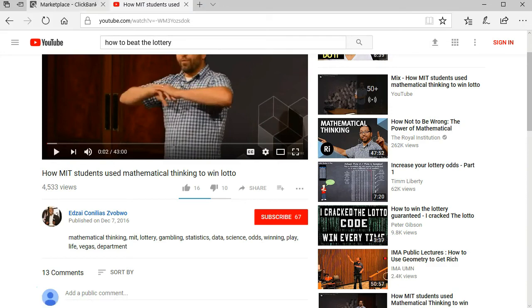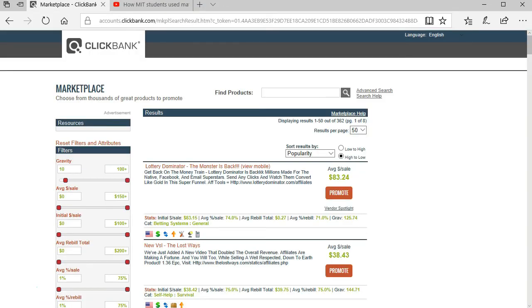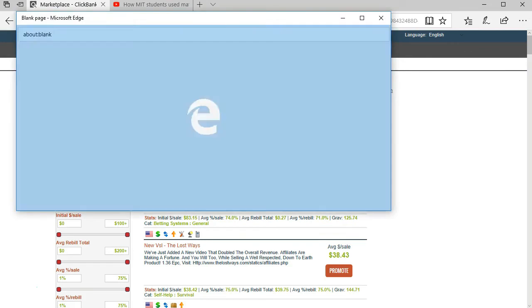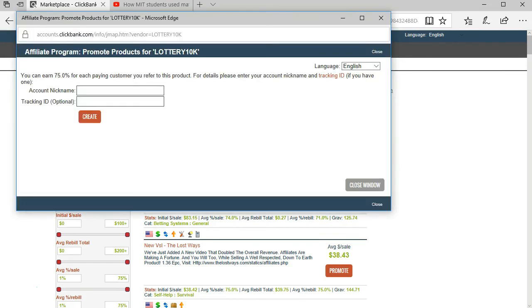So we go to ClickBank. We say this is the product we want to promote. We click on promote. We then get a pop-up window that's asking us to type in our account nickname and a tracking ID, which is optional. It says here that you can earn 75% for each paying customer you refer to this product.